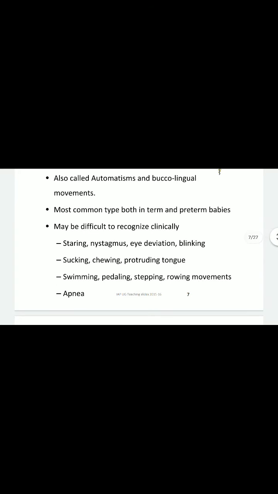It may be difficult to recognize clinically because the baby may be staring, or there may be eye movements like nystagmus or a little eye deviation, or blinking. Just the baby is blinking. It is one type of seizure, but we may mistake it for normal blinking.